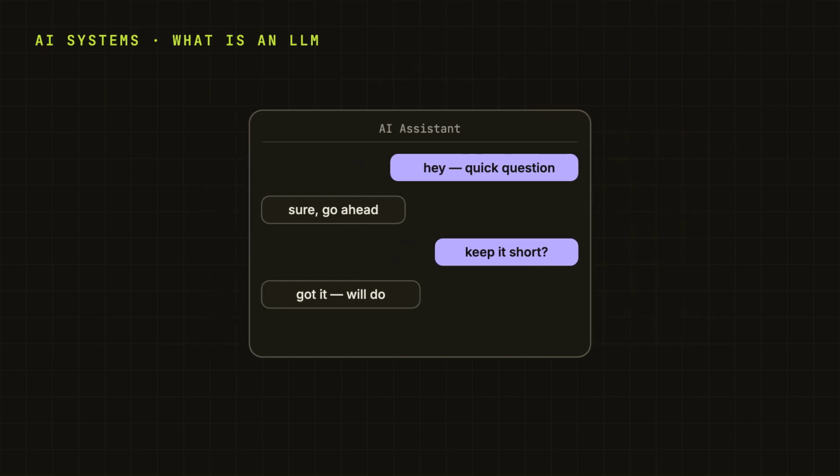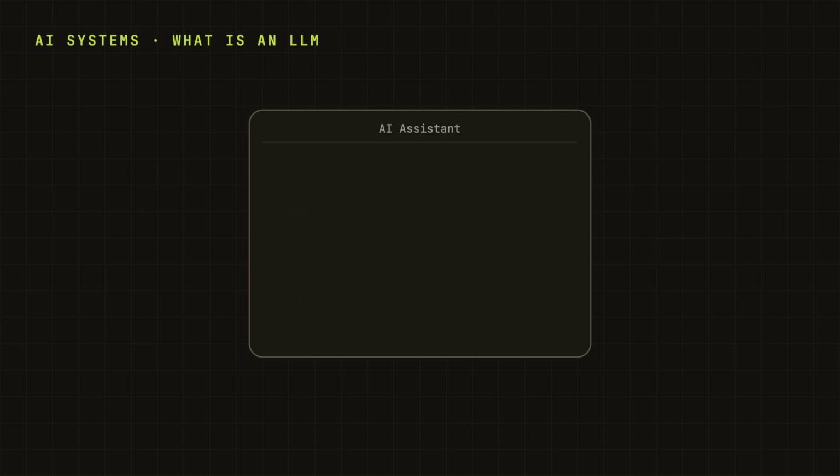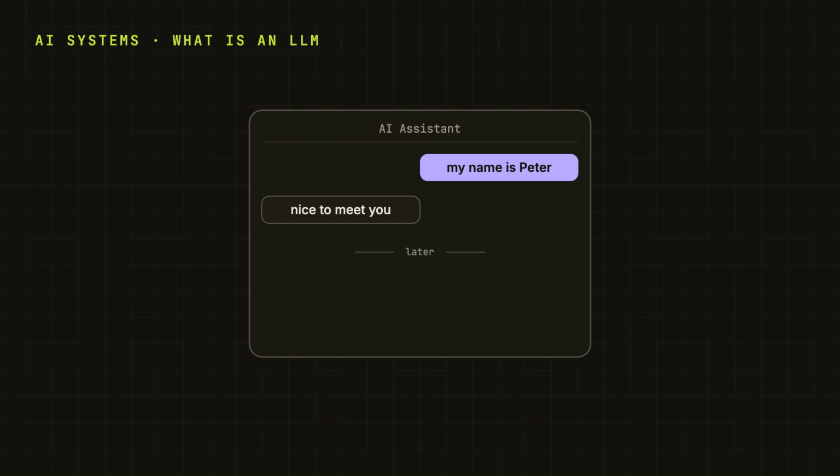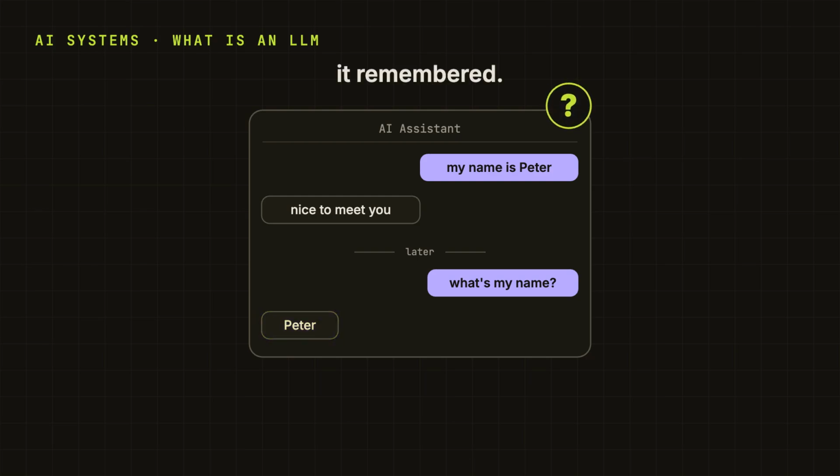Let's do one small thing first. Let's say I tell it, my name is Peter. It says, nice to meet you. Then a few messages later, I ask, what's my name? And it says, Peter. So it remembered, obviously. There is someone in there keeping track of me, right? So let's actually go and look at that someone.